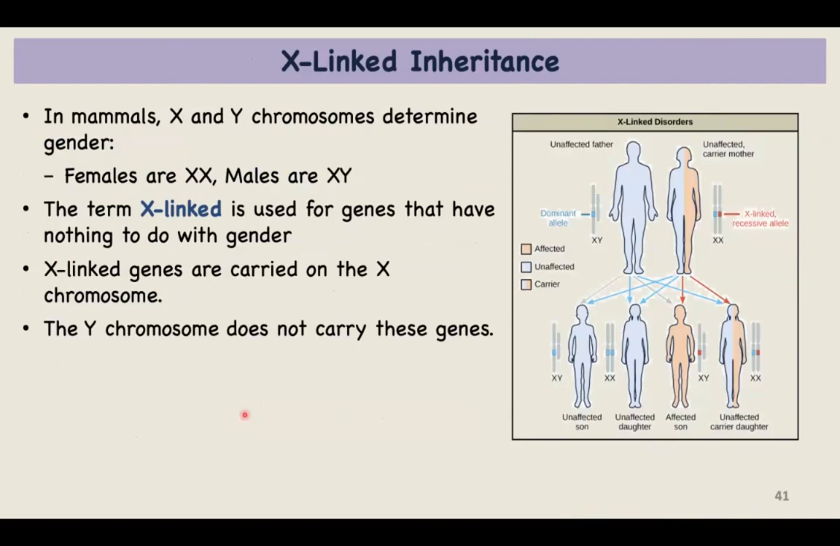Okay, next we go on into X-linked inheritance, which is on page 202. So in mammals, yang tentukan kita punya gender is the X and Y chromosome. Okay, now what we're going to learn about is the X-linked inheritance. Nama dia pun X-linked. Okay, so females are XX, while males are XY. Tapi X-linked ni dia tak berkaitan dengan gender sebab the Y chromosome does not carry this gene. When you tengok is an X-linked inheritance or X-linked gene, dia hanya akan duduk on the X chromosome. It is only carried on the X chromosome. The Y chromosome does not carry this gene.